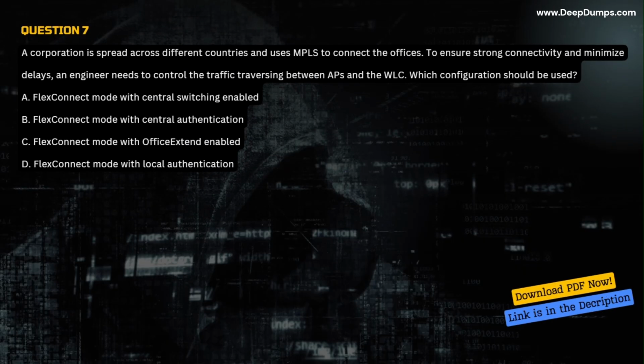Question 7. A corporation is spread across different countries and uses MPLS to connect the offices. To ensure strong connectivity and minimize delays, an engineer needs to control the traffic traversing between APs and the WLC. Which configuration should be used? A. FlexConnect mode with central switching enabled. B. FlexConnect mode with central authentication. C. FlexConnect mode with Office Extend enabled. D. FlexConnect mode with local authentication.